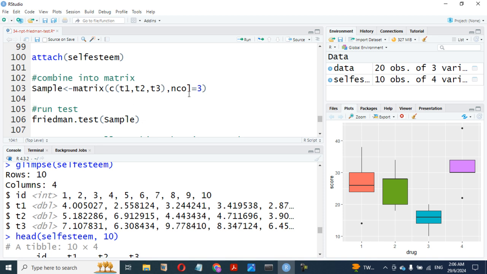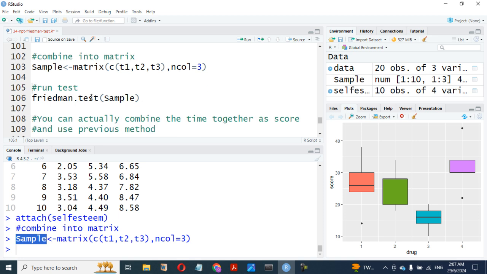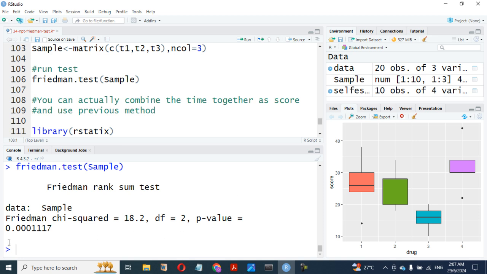The total number of columns is 3. If there are 4, you say 4. If there are 5, you say 5 here. So just run this line. It is assigned to sample now. We have a sample now. We are going to pass that to our Friedman test here. So we run this, and we have our result, p-value equal to 0.001117, which is highly significant as well.